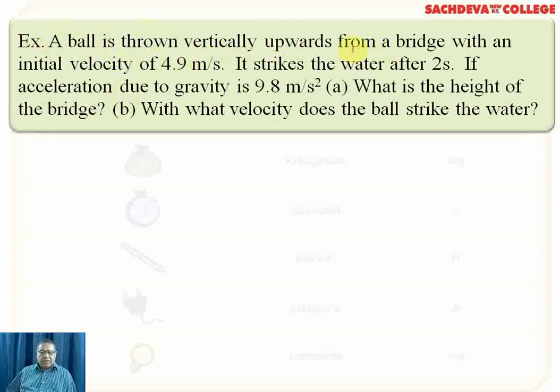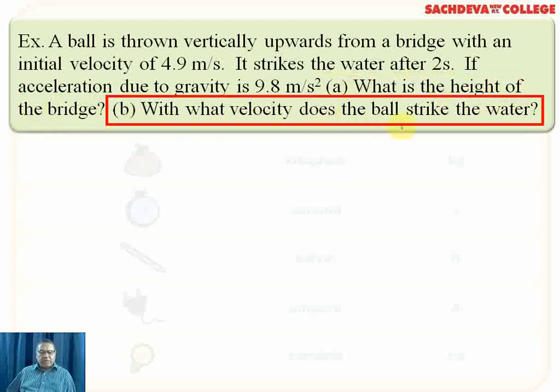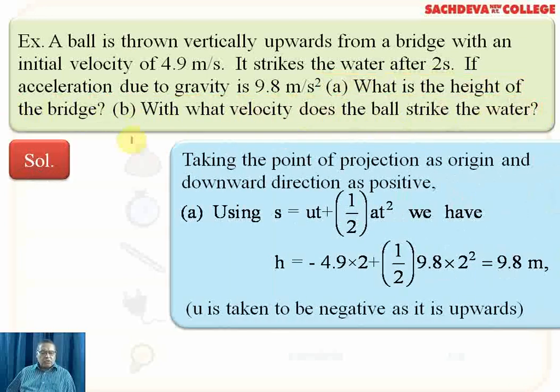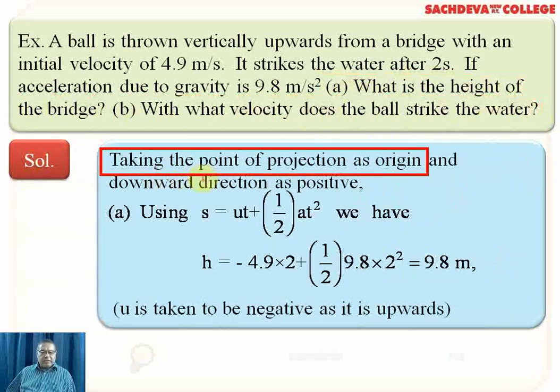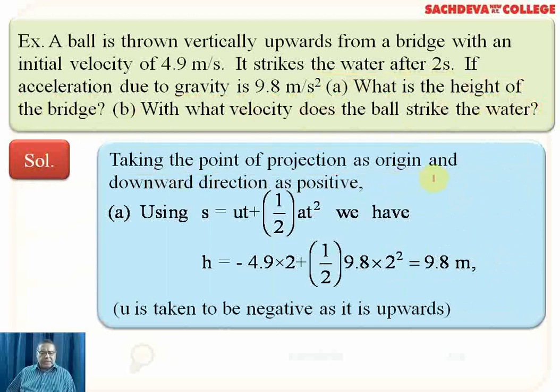From a bridge, a ball is thrown with an initial velocity of 4.9 meters per second, and it strikes the water after 2 seconds. If acceleration due to gravity is 9.8 meters per second square, what is the height of the bridge and with what velocity does the ball strike the water? Now to solve this question, we will take the point of projection as origin and the downward direction as positive.